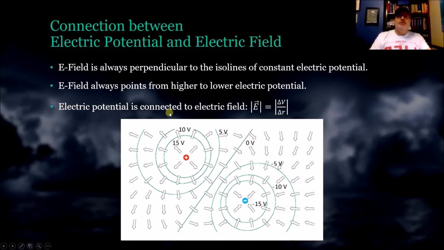And the electric potential and electric field are connected by this equation. The rate of change of the electric potential with distance, so it's like a gradient is what they call this, is equal to the electric field strength. So the faster that these potential lines change, the larger the electric field. So the electric field in this region is stronger than the electric field, say, in this region because the equipotential lines are more closely spaced.